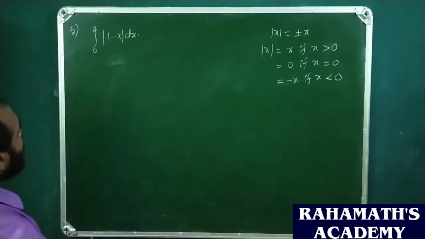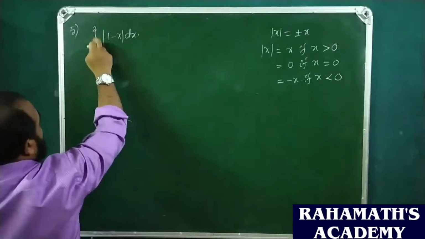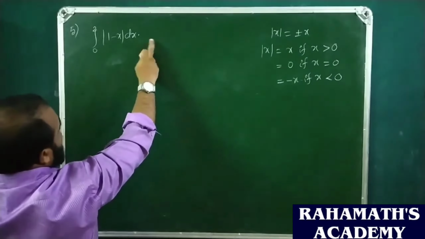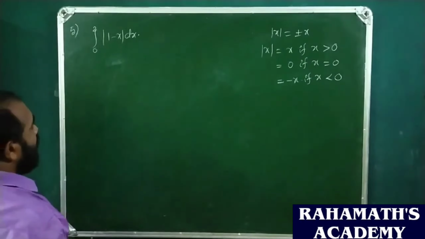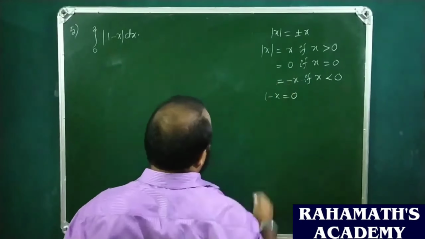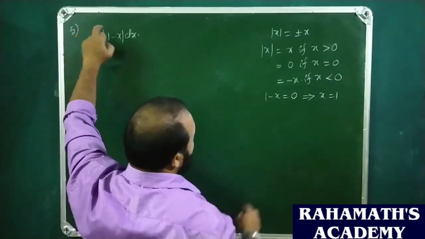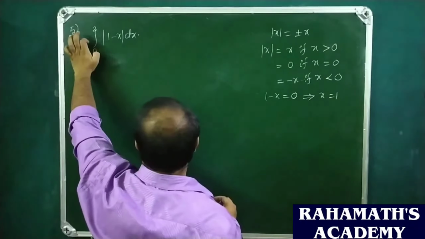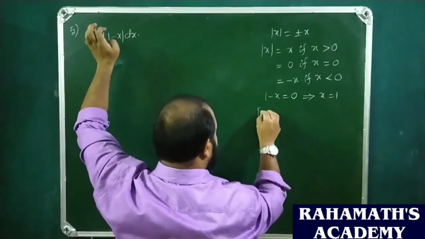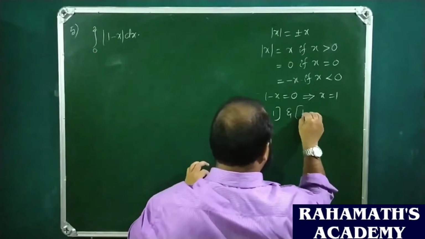So we need to find another value in between 0 and 2. How do we get it? Simply, 1 minus x equals 0 implies x equals 1. So between 0 and 2, 1 is there. Therefore, this needs to be split into 0 to 1 and 1 to 2.